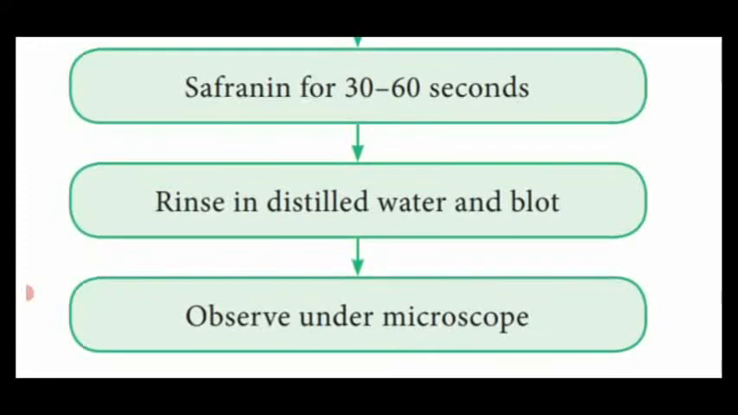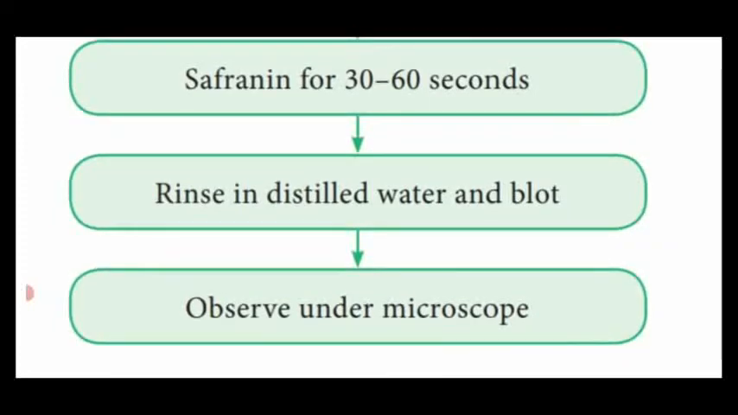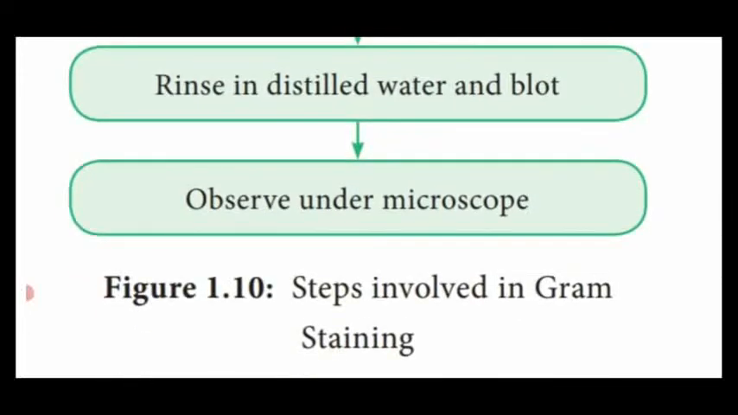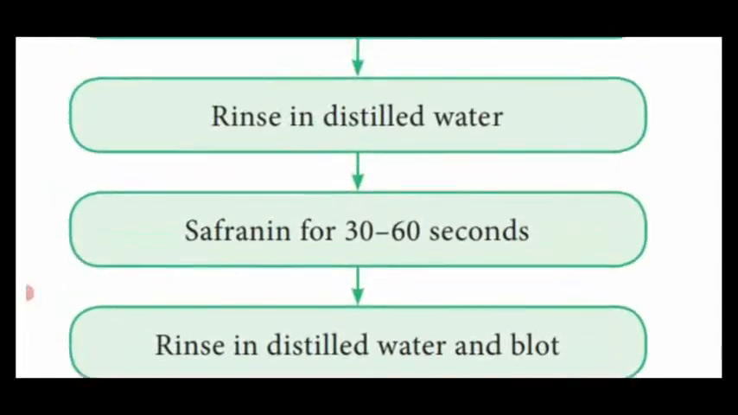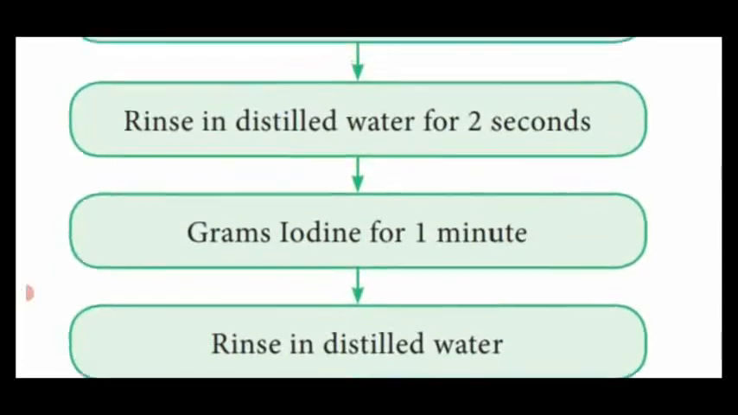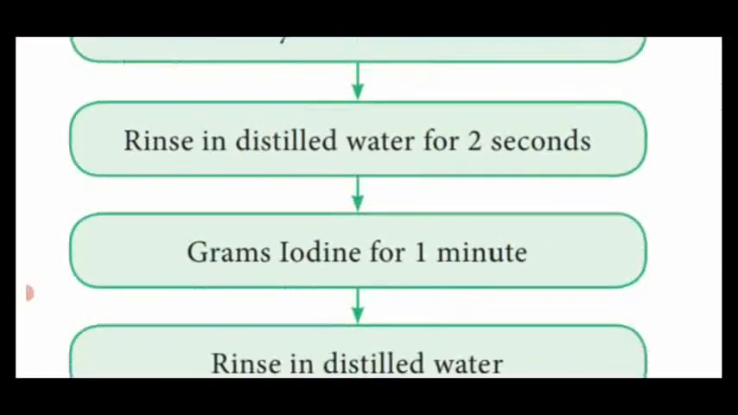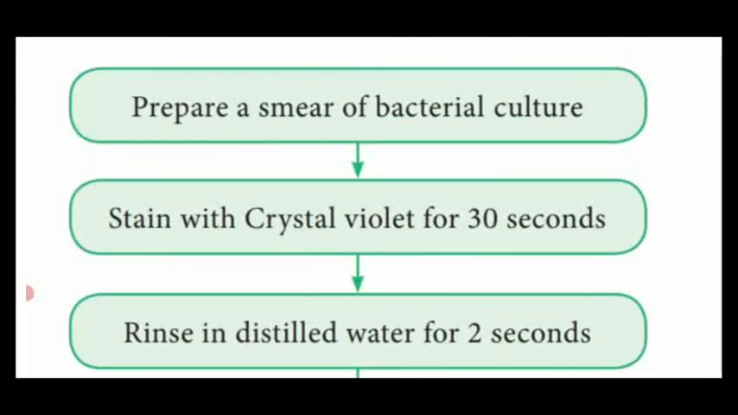Then after that we have to stain with safranin for 30 to 60 seconds. Then rinse with distilled water and blot it. Place it on the slide. Then after that we have to place it under the microscope and observe. This is said to be the steps involved in the gram staining procedure. This is an important 5-mark question.